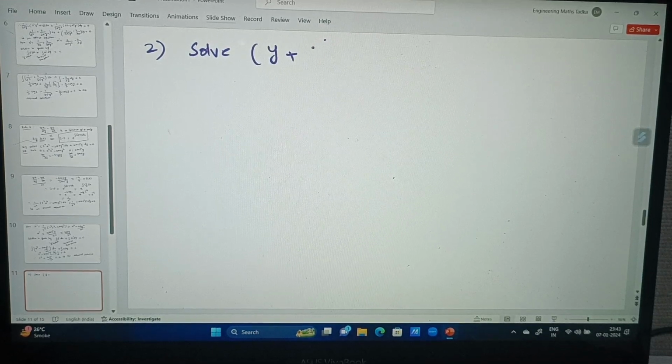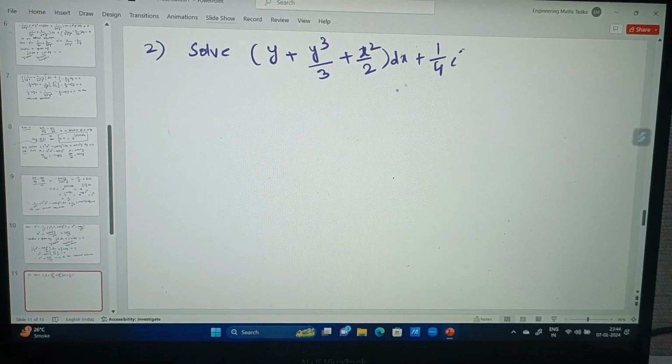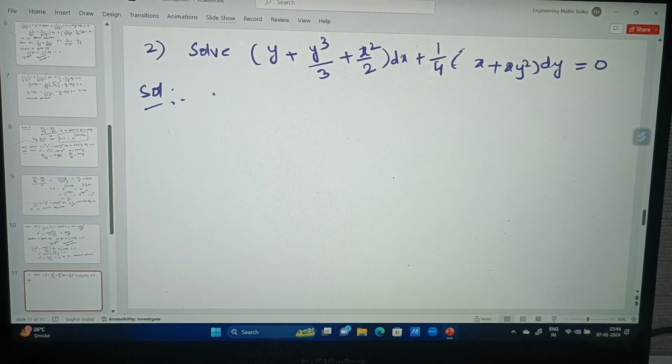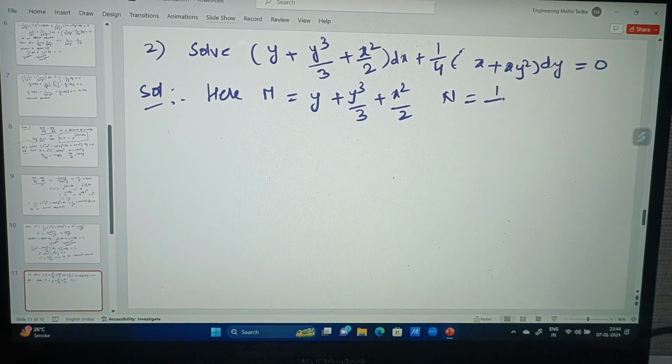Solve y plus y cube by 3 plus x square by 2 into dx plus 1 by 4 into, you got x plus x into y square into dy is equal to 0. Okay. So what is the step number 1? You will be writing the functions m and n. Here m is equal to y plus y cube by 3 plus x square by 2, and the function n is 1 by 4 into x plus xy square.